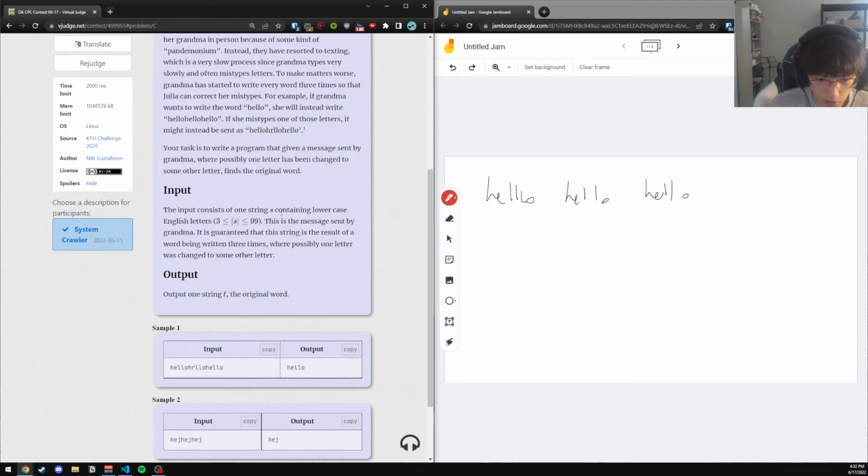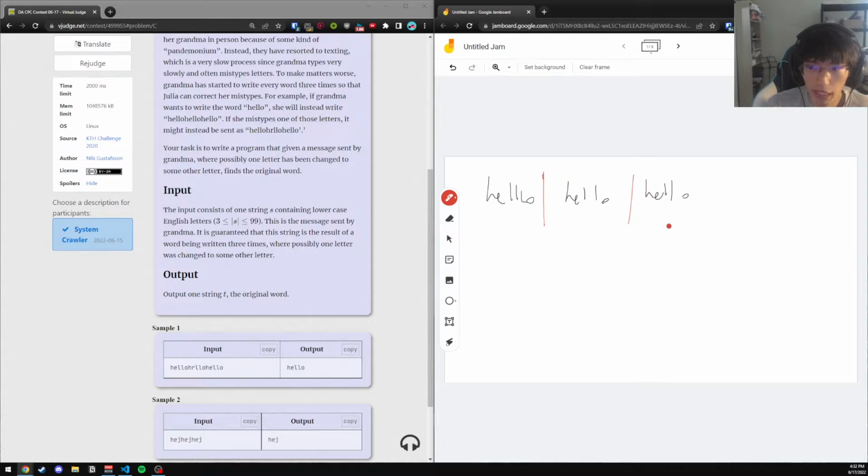So the first thing to do is, it's guaranteed that one letter can possibly be changed to another letter, which means the character count remains the same. So you're always going to have these 3 groups, and you're guaranteed to have that. And we always know that the number of characters is going to be divisible by 3. So we can go ahead and split it up into 3 strings. So that's going to be the first thing to do.